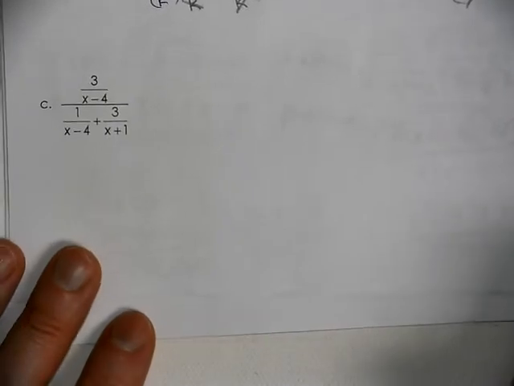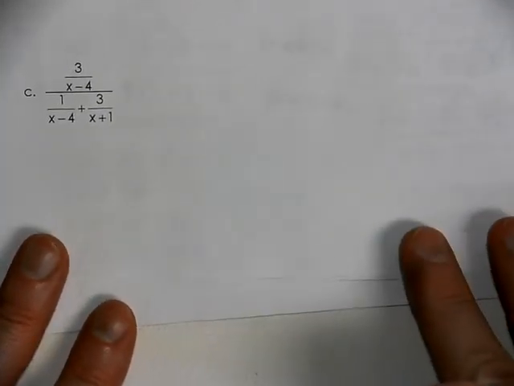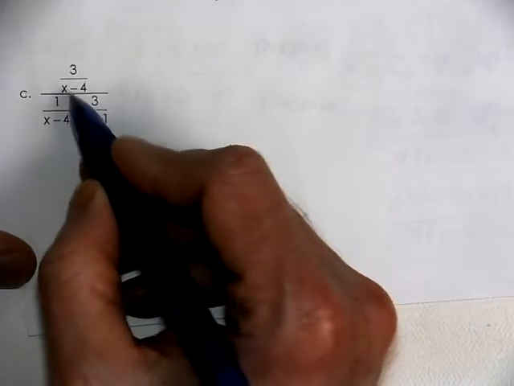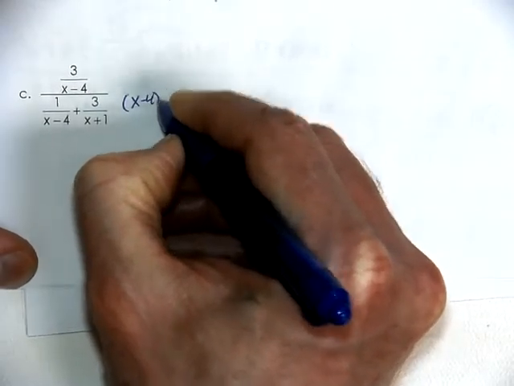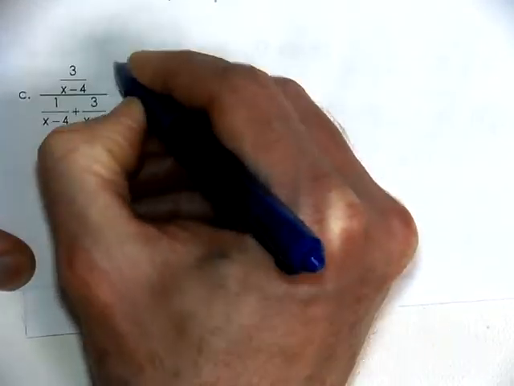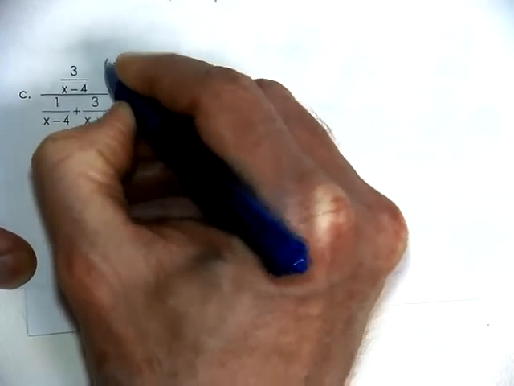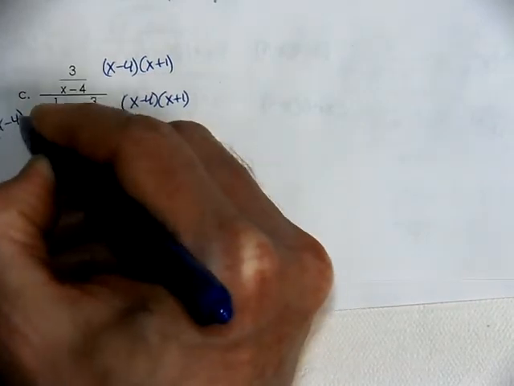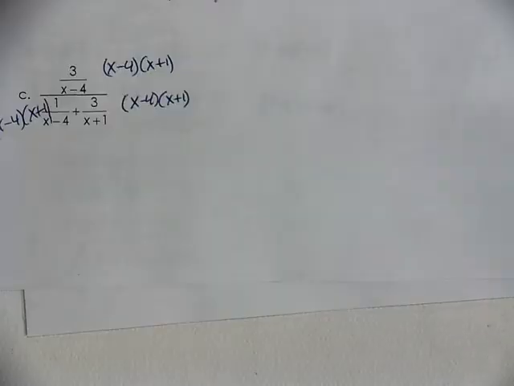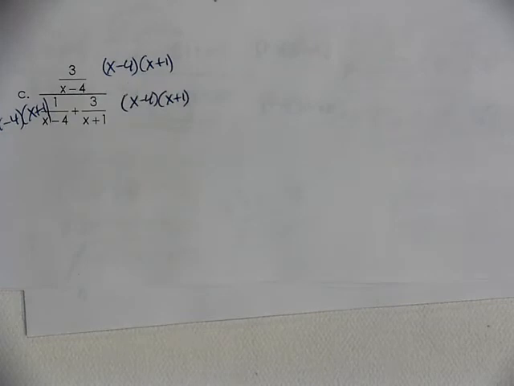So we go on to our last one. Go ahead and pause the video, try it on your own. Come back and play it and see how you did. So we're going to look at our common denominators, and we notice x minus 4, x plus 1, x minus 4, x plus 1. Every denominator is either x minus 4 or it is x plus 1.